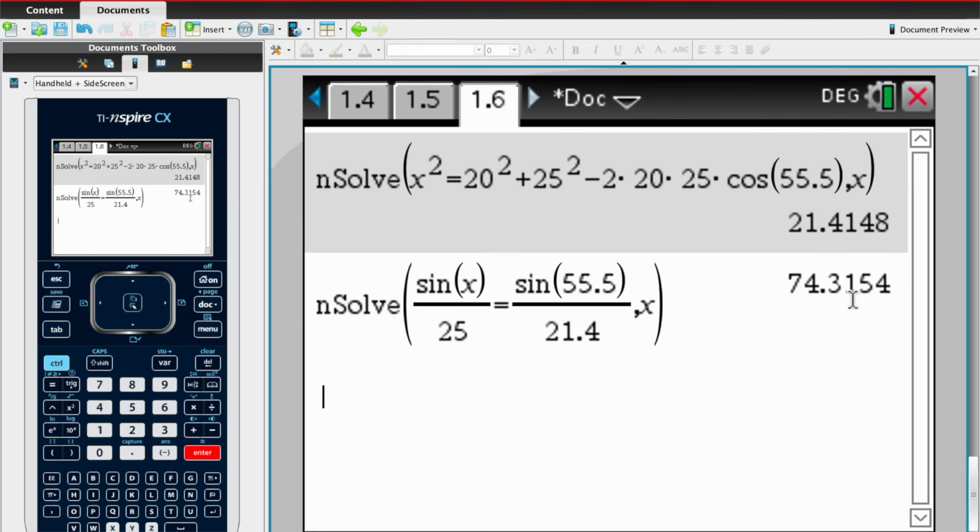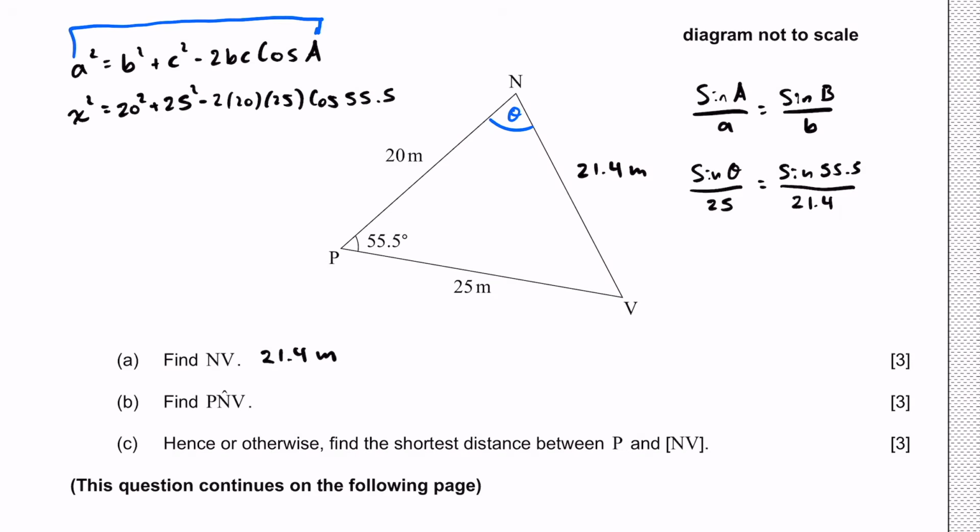Let's go back to the document and write this out. Theta is equal to 74.3 degrees. Let's replace this. I think it's always not a bad idea to complete the information for our diagram, because chances are we might actually need to make use of it. So 74.3 degrees.